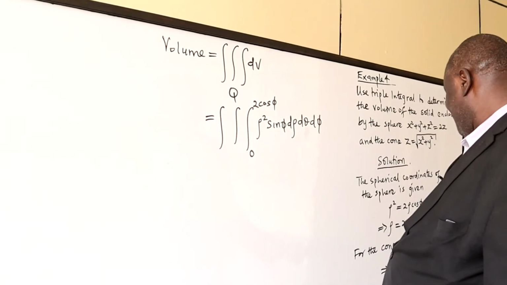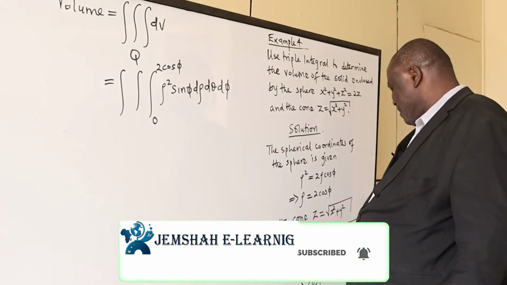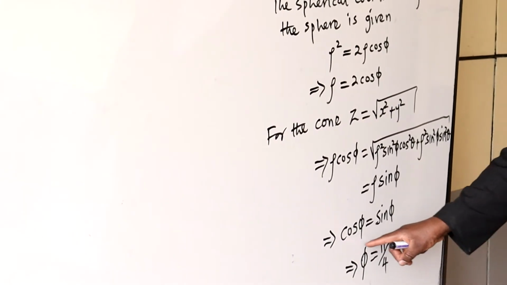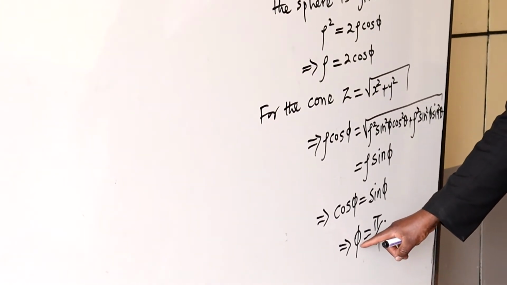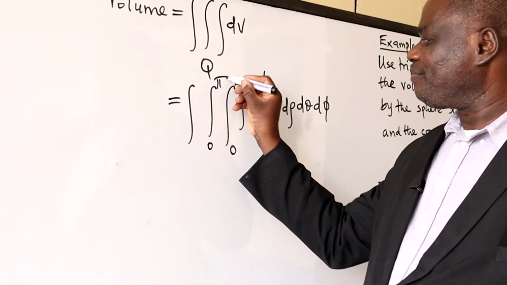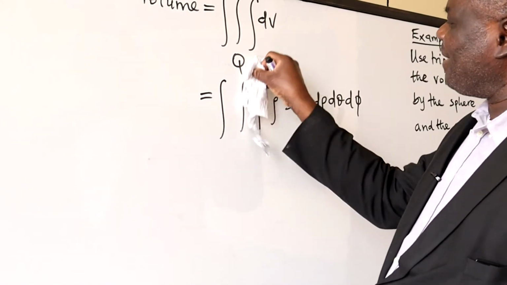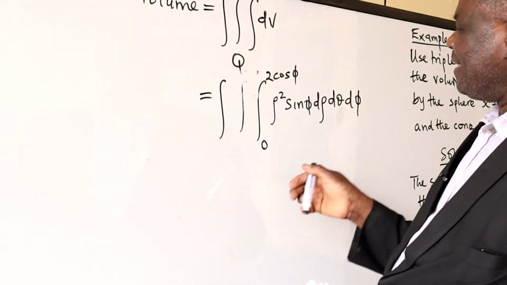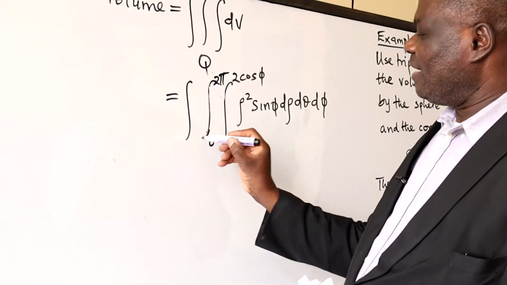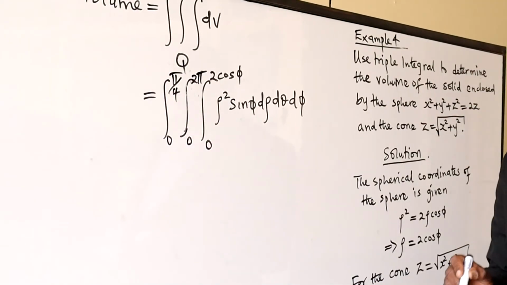Now our phi will be dictated by the intersection between the cone and the sphere. And for our cone, phi seems to be changing from 0 to pi over 4. That is our phi. But theta will be changing from 0 to 2 pi, and phi changing from 0 to pi over 4.